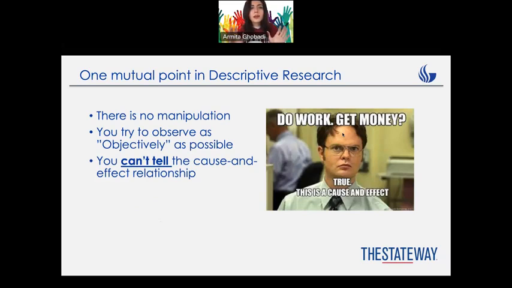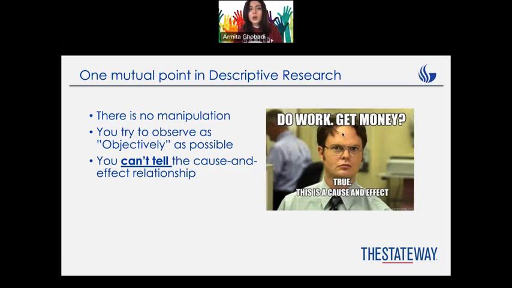One mutual point about all those five methods in descriptive research is that there is literally no manipulation. You're going to be as objective as possible and just observe the phenomena. You literally don't do anything in the middle of the research study. You are totally unbiased. You just watch the whole thing, and you cannot tell a cause and effect relationship.